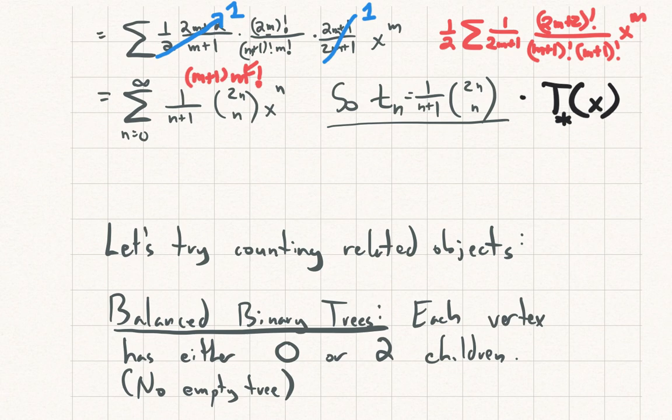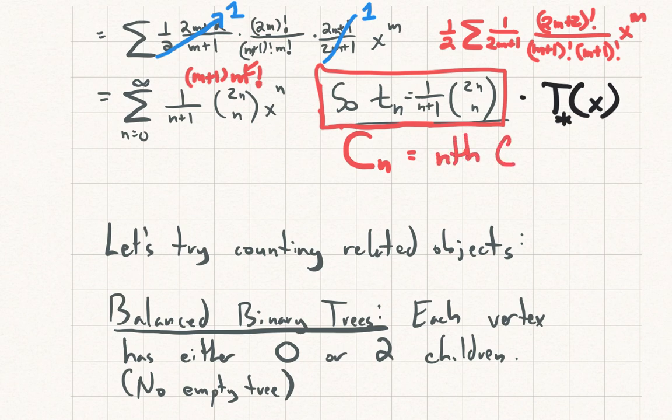And something that we'll see in this course is that this non-recursive definition for these numbers will come up again and again and again. In fact, these have a name. They're usually called C of n, and this is the nth Catalan number.